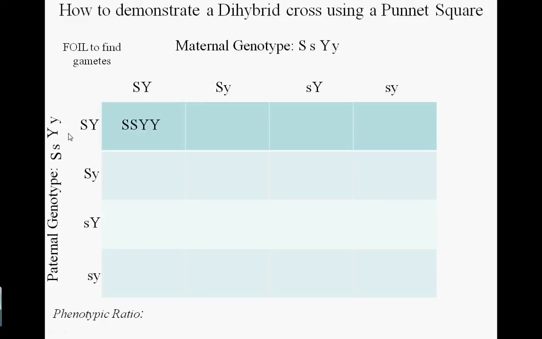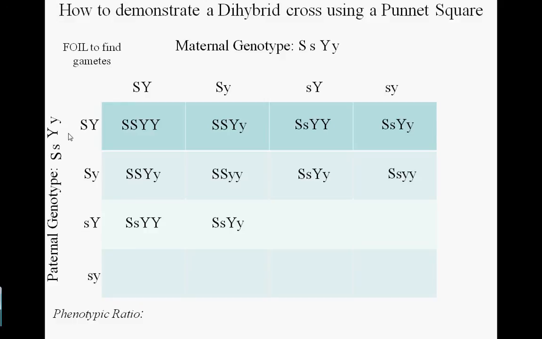So you would have big S, big Y, big Y. In this case, you would have big S, big Y, little y. In this case, you would have big S, little s, big Y, big Y. In this case, you would have big S, little s, big Y, little y. Big S, big Y, little y. Big S, little y, little y. Big S, little s, big Y, little y. Big S, little y, little y. Big S, little s, big Y, big Y. Big S, little s, big Y, little y.